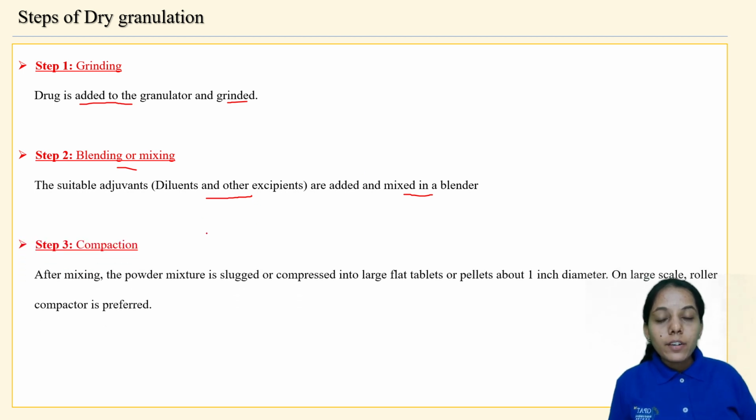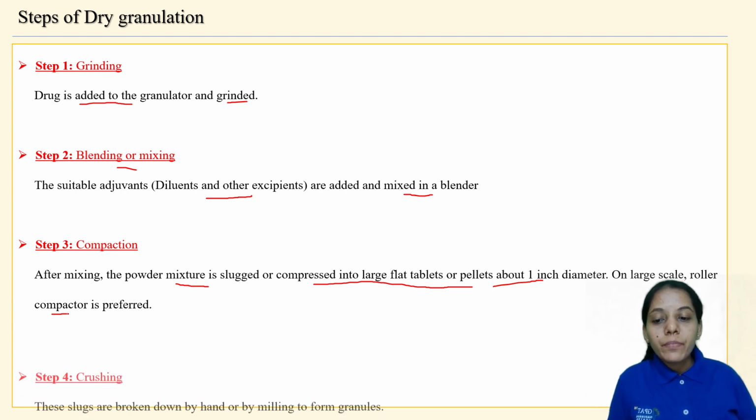Next is compaction. After mixing, the powder mixture is slugged, meaning it is formed into a compact mass. They are compressed into large flat tablets or pellets about 1 inch in diameter, about 1/3 of your finger. So they are forming these big tablets. On a large scale, a roller compactor is preferred, when you have a larger batch size.